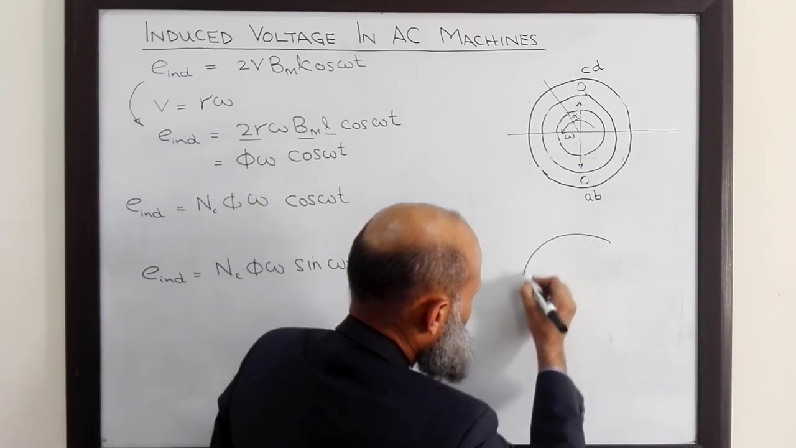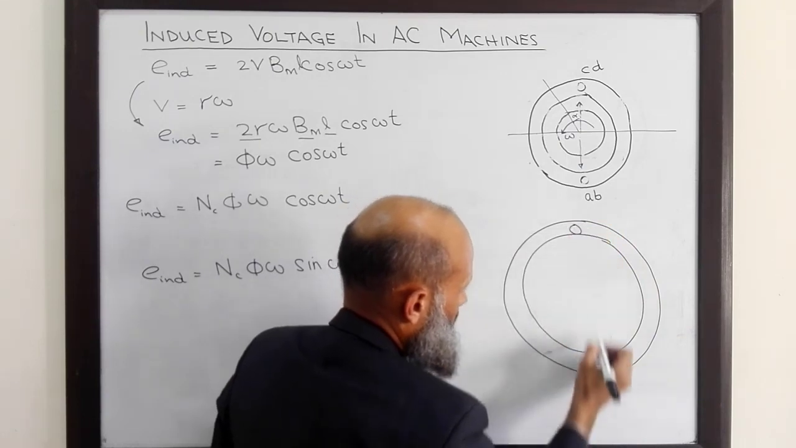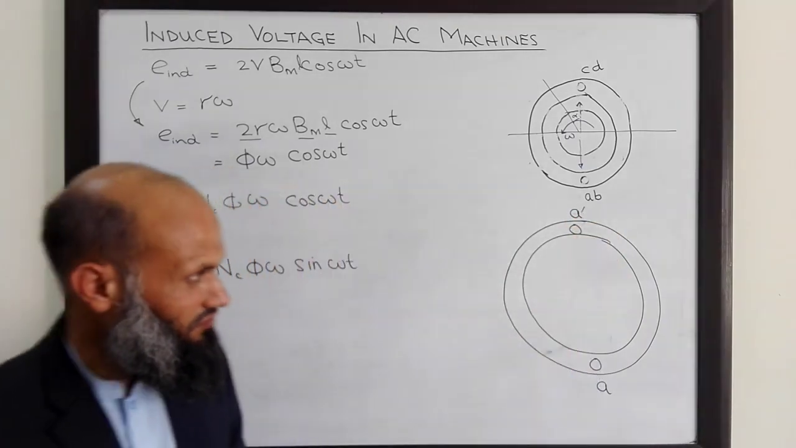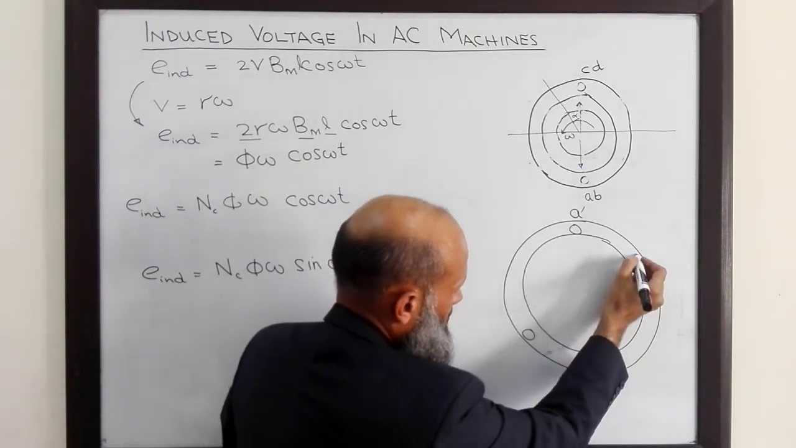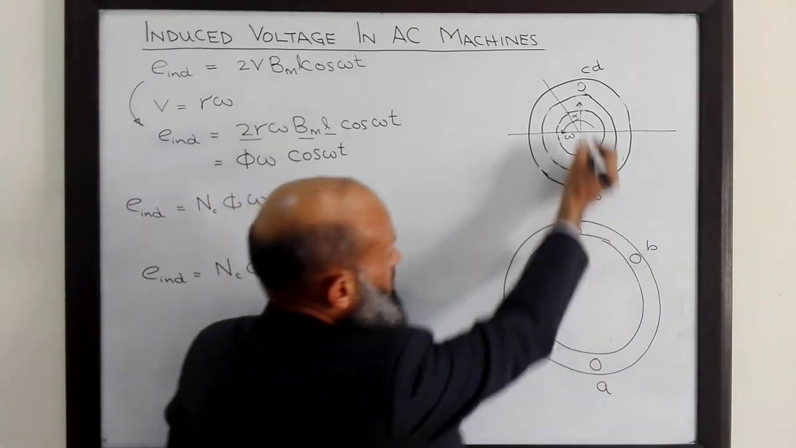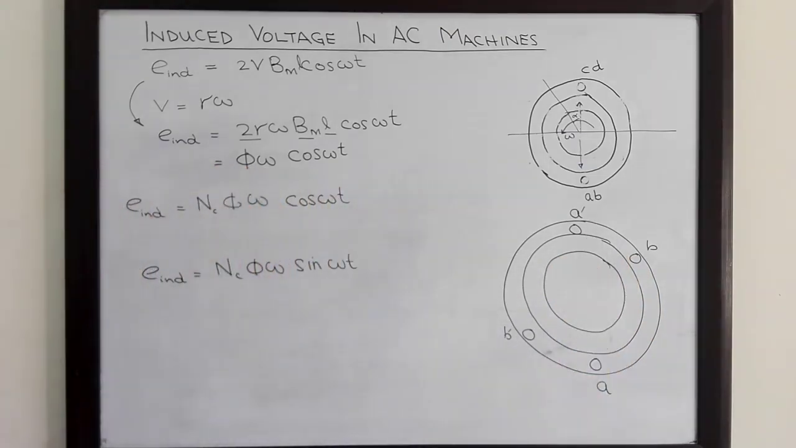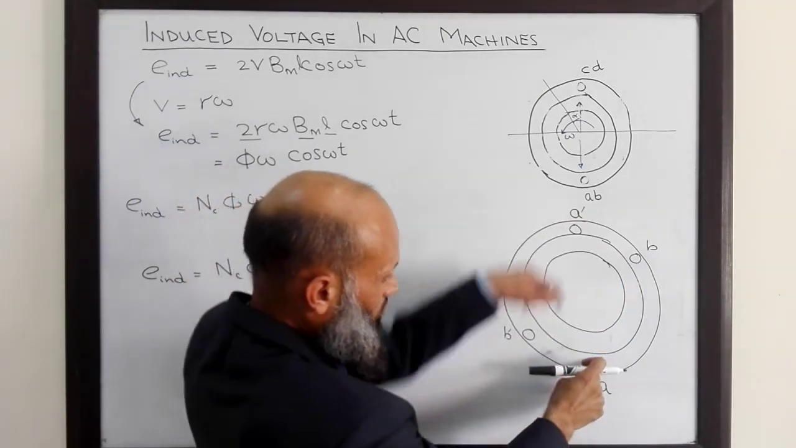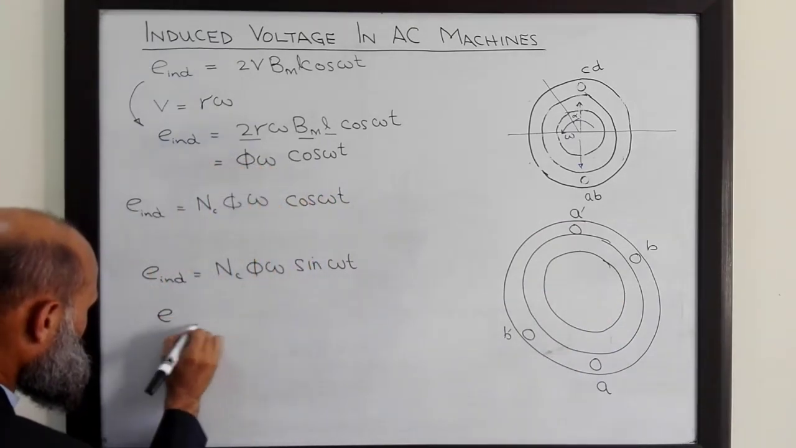So if we have this stator with one coil over here, let's again give them the same names which we used previously, and then place another coil at 120 degrees from it. Let's call it coil B dash, with the same rotor with sinusoidal flux distribution. Then what will be the voltage induced in this coil? The voltage induced in this coil will lag the voltage induced in this coil by 120 degrees.